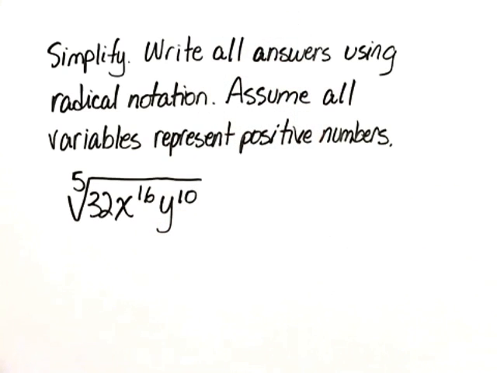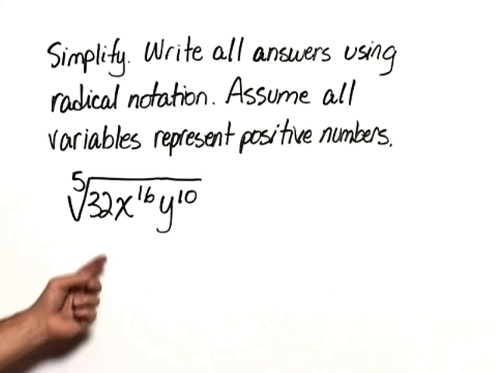In this next set of exercises, we'll be simplifying radical expressions. Simplify. Write all answers using radical notation. Assume all variables represent positive numbers. The fifth root of 32, x to the 16, y to the 10.